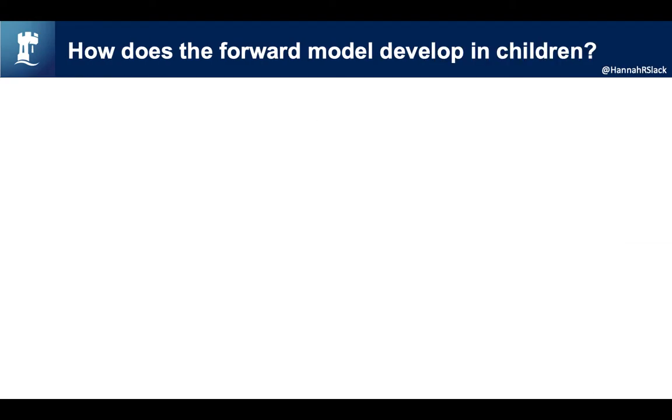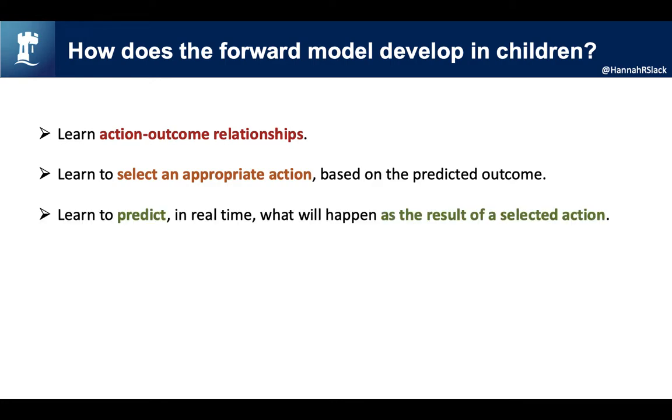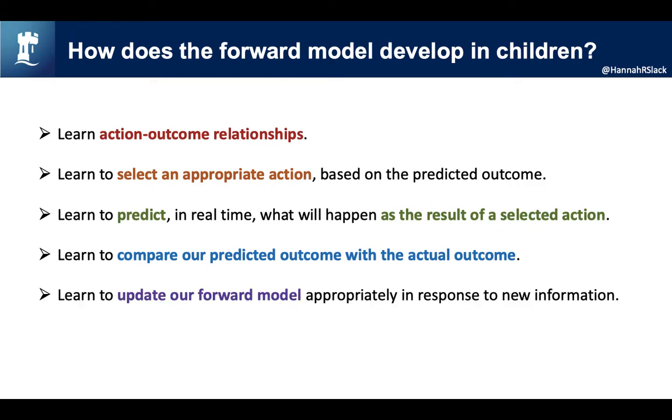So how does the Ford model develop in children? Well, if our Ford model is going to function properly, then we need to be able to have a mental representation about those action-outcome relationships. I.e., we need to know that flicking on a light switch leads to a light bulb turning on. We then need to apply this knowledge and select the most appropriate action that will lead to the outcome that we're after. We then need to learn to predict in real time what will happen as a result of that selected action. We then need to learn to compare our predicted outcome with the actual outcome. And finally, we need to learn to update our Ford model appropriately in response to new information.